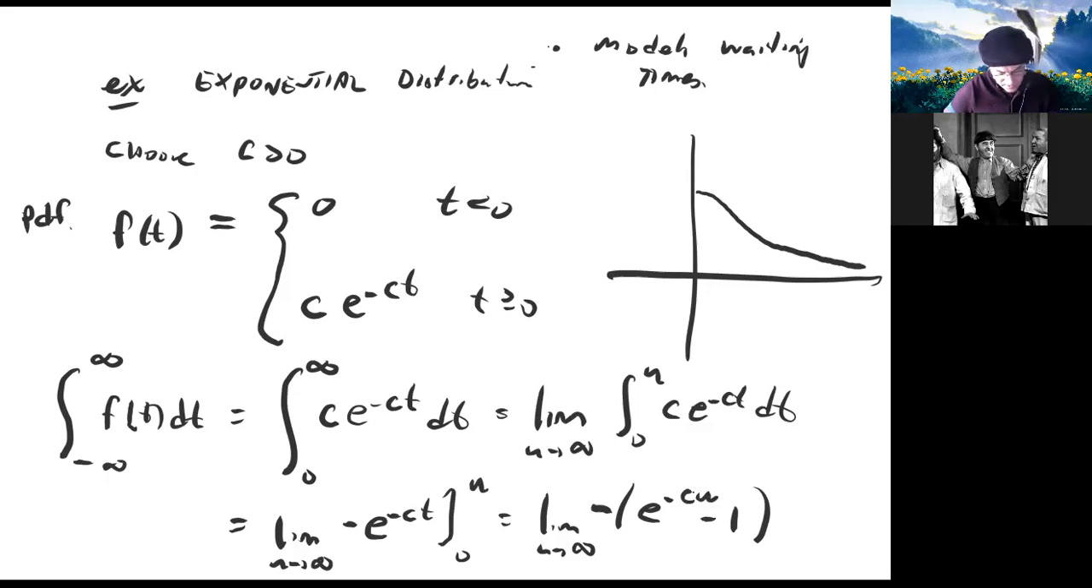As u goes to infinity, because c is positive, this first term goes to 0. So you're going to get 1, and that checks out. So we really do have a PDF in this case.